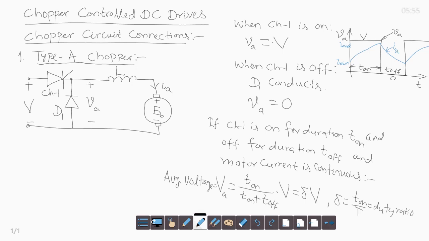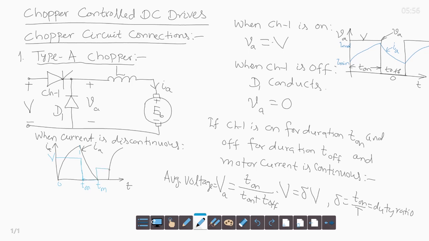When the load current is discontinuous, the waveform of the current will be like this: exponential increase, then decay like this. This is the period T, and this is the armature current waveform IA. Now the motor voltage waveform: this is V applied during T on, and this is the time Tm when freewheeling takes place. So the voltage is 0, then again it is EB.